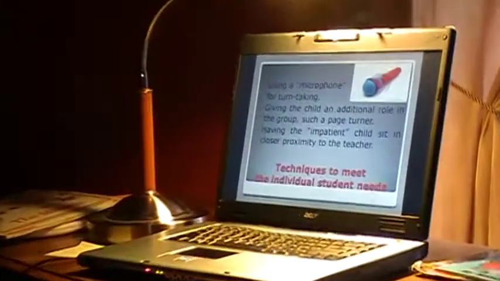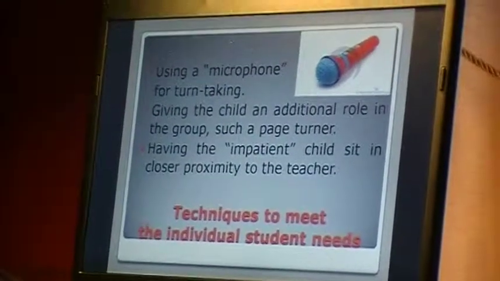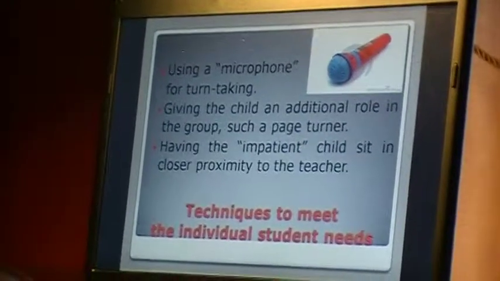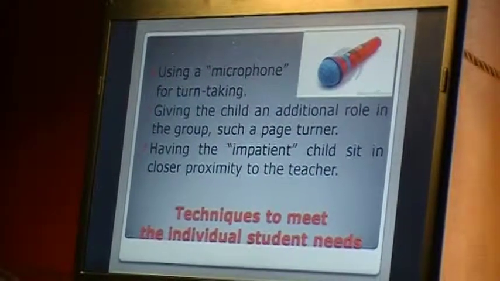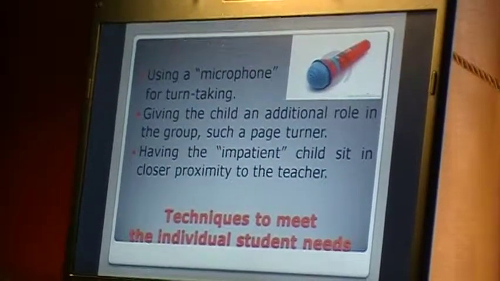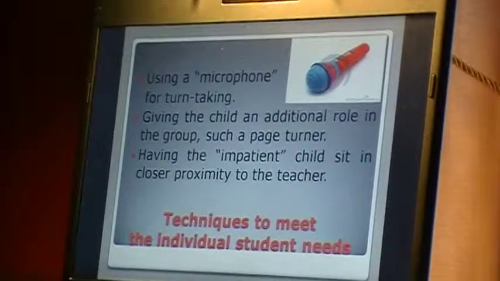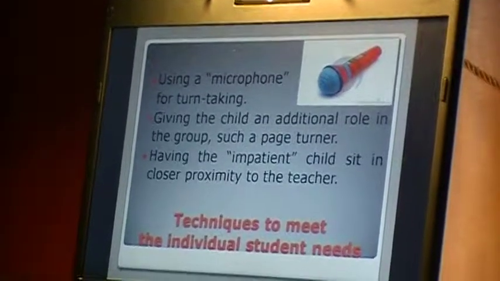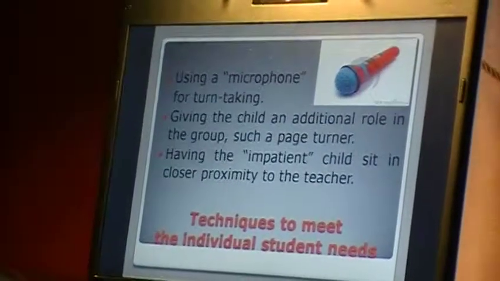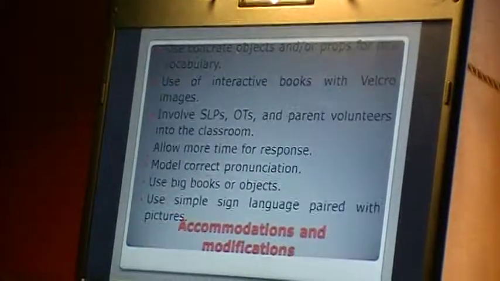Some techniques to meet the individual student needs. One of the most common techniques is using a microphone for turn-taking. You can give the child an additional role in the group, such as a page turner. You can have the impatient child sit in closer proximity to the teacher. More verbal children who may get impatient waiting for their turn will benefit from all these strategies.